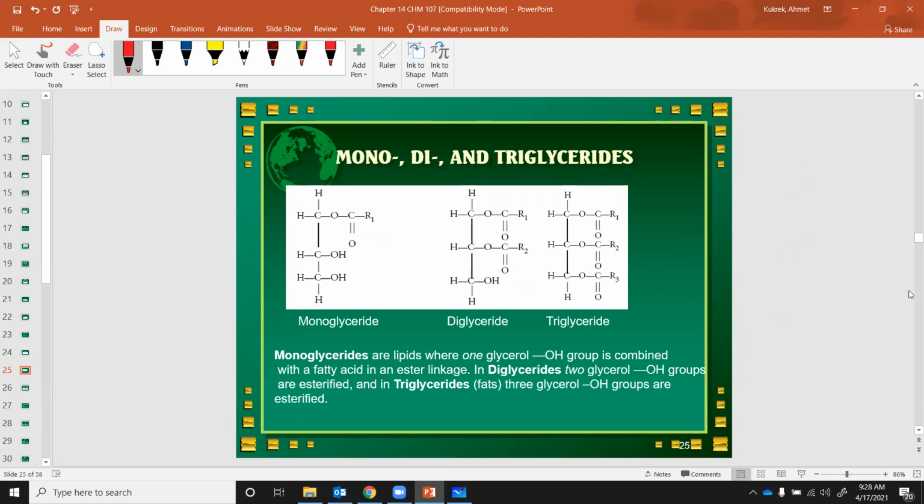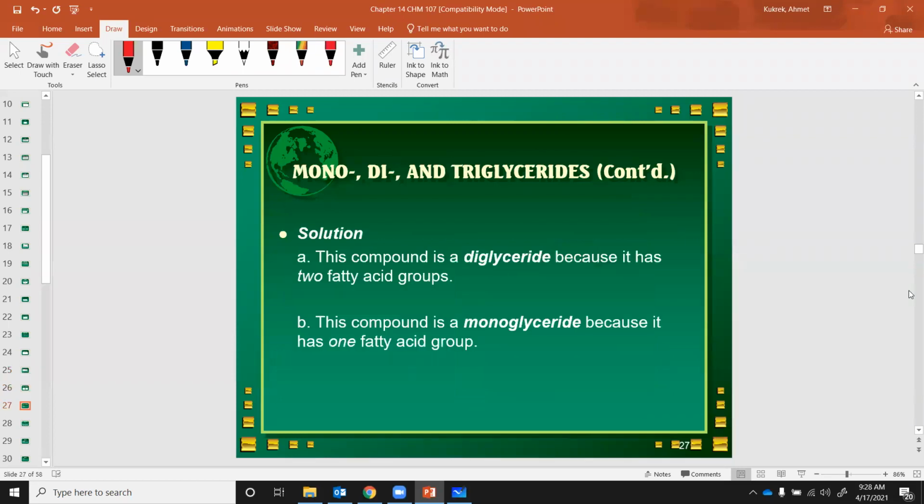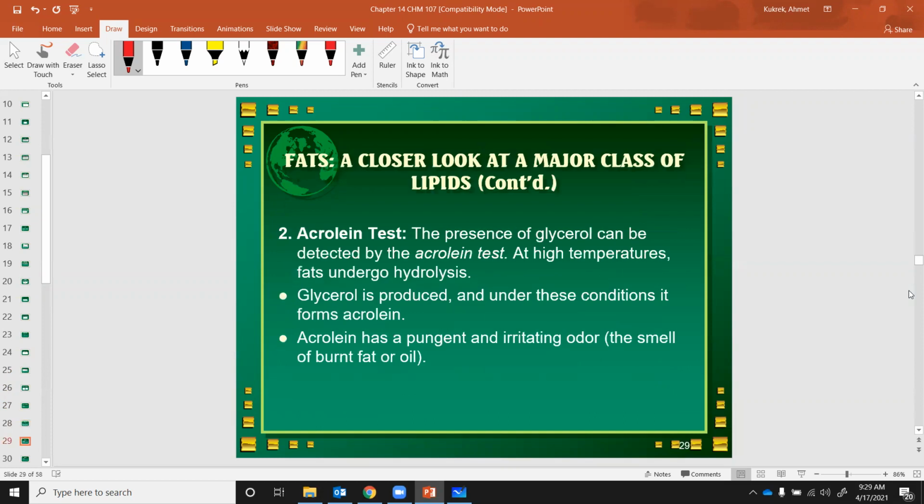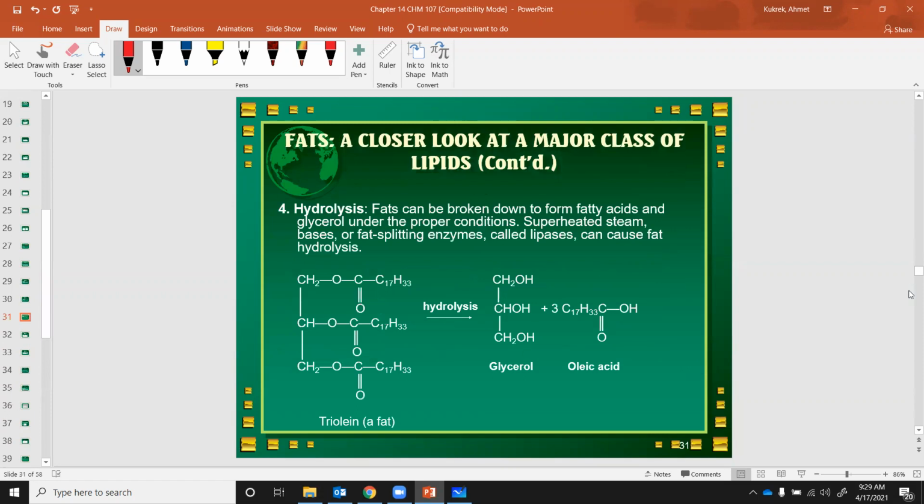And again, these are monoglycerides, diglycerides and triglycerides. The difference here is, as you can see, that the triglyceride has 3 fatty acids, the diglyceride 2, and the monoglyceride only 1. I'm not going to go into the iodine number, and you don't have to worry about the acrolein test.